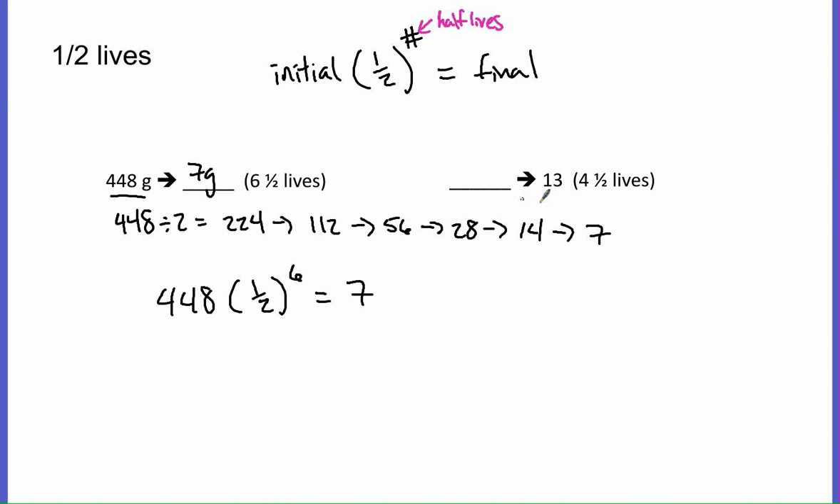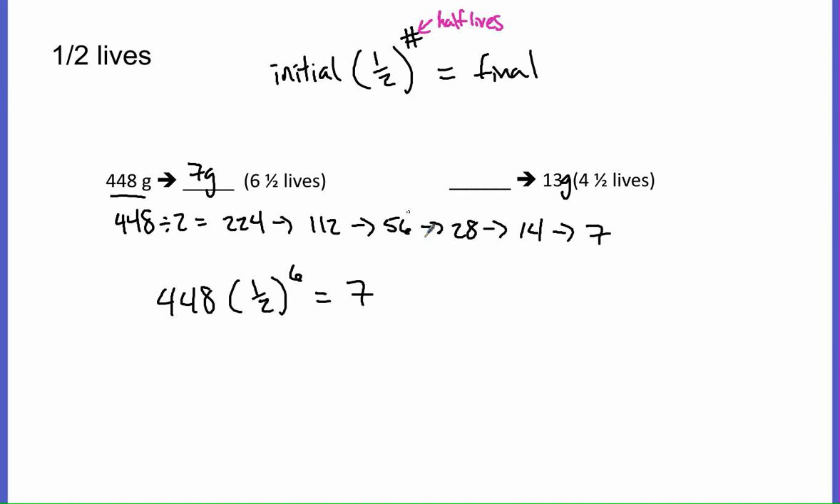Otherwise, this next one is backwards, right? I'm telling you how much you're going to end up with, which should have been a gram amount, but that's all right. I'll add that label now. And I want to know how much I started with. So this is the opposite. Instead of dividing by 2, I'm going to multiply by 2, right? And I can still use that equation from above, right?